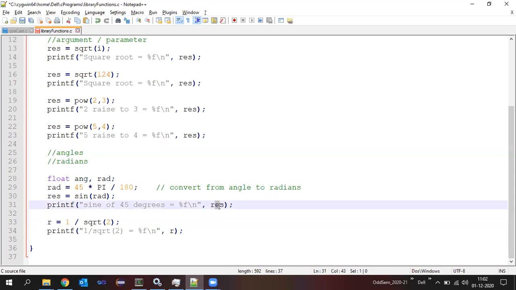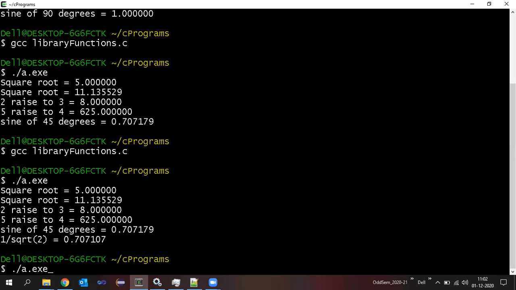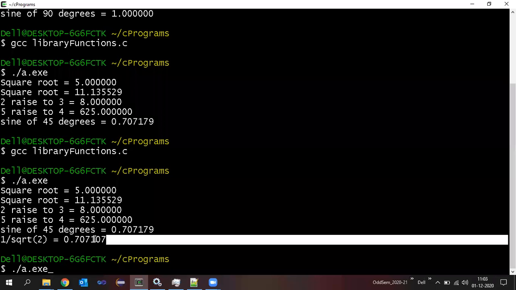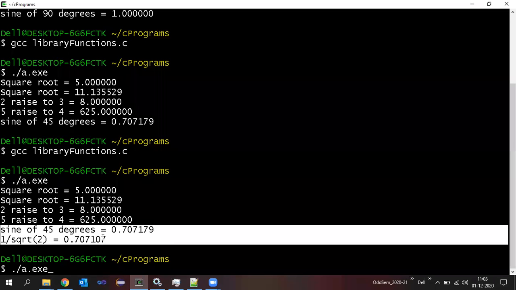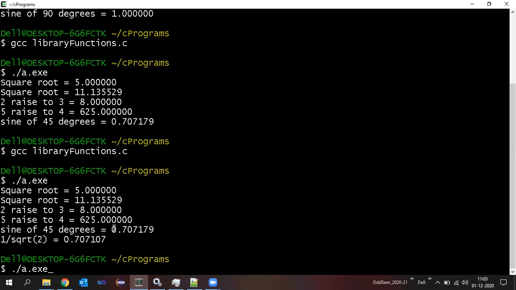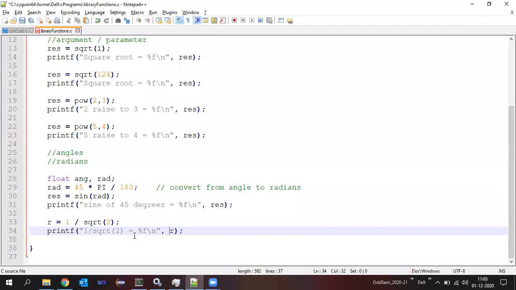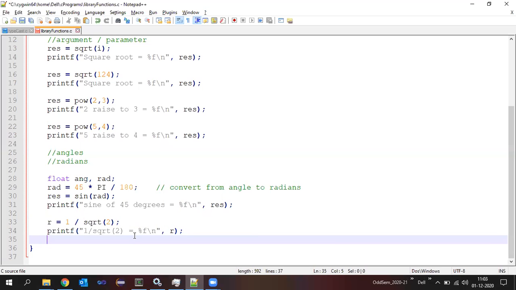Now I will compare this RES with R, whether both are correct or different. For that purpose, I run the program and I got these values. So sine of 45 degree is 0.707179 and 1 by square root of 2 is this one. Both are, I cannot say equal because the sixth digit here is changing, but approximately both are same. Is that understood, students? Yes, sir.